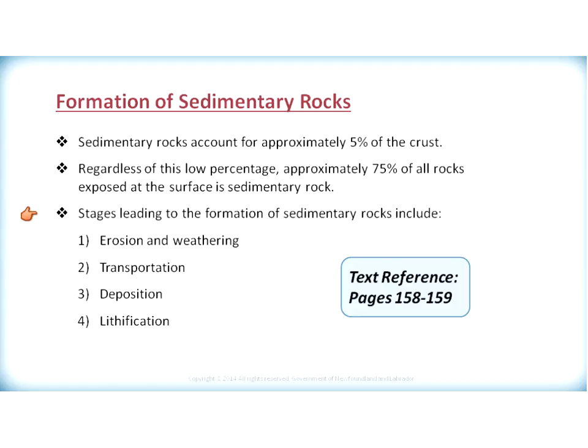When we look at the formation of sedimentary rock, we have different stages leading to the formation. These include, number 1, erosion and weathering, number 2, transportation, number 3, deposition, and number 4, lithification. All 4 of these stages will help in the formation of sedimentary rock. Text references can be found on pages 158 and 159 in the textbook.